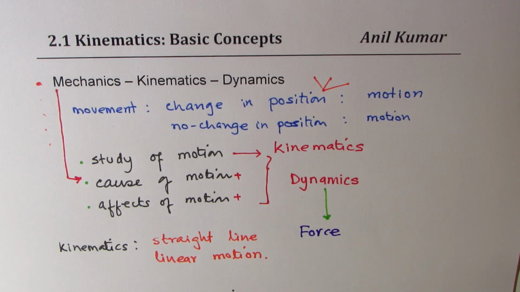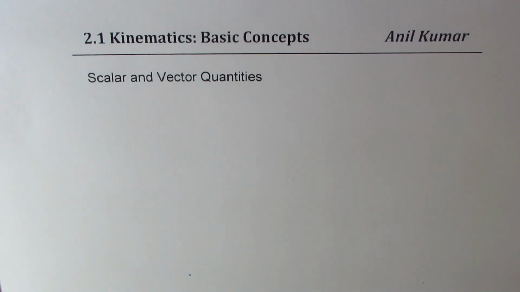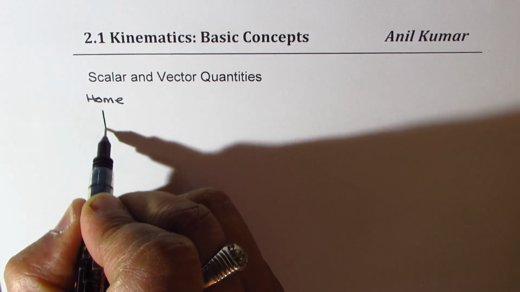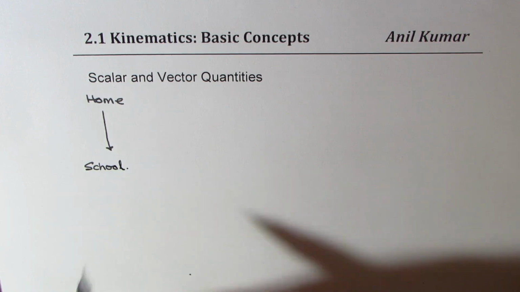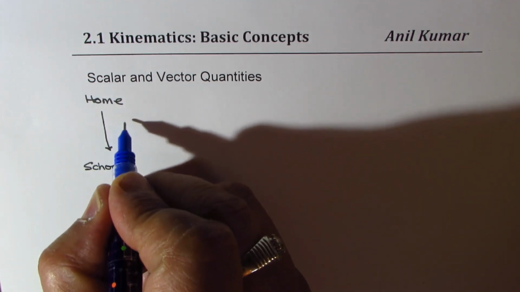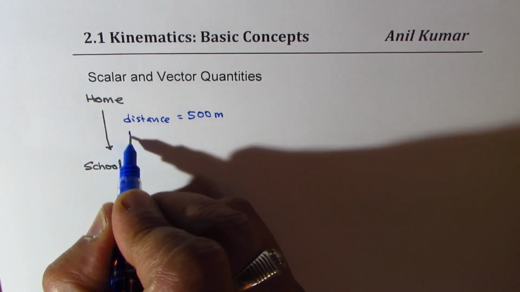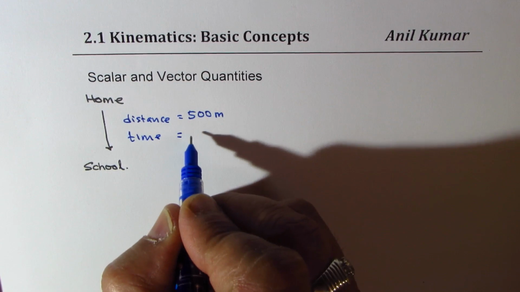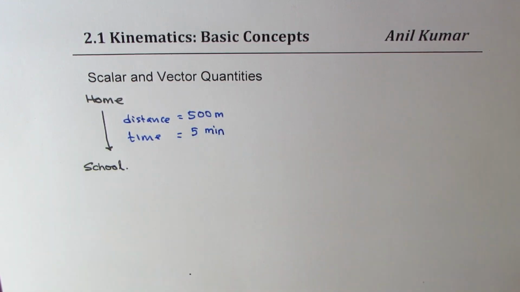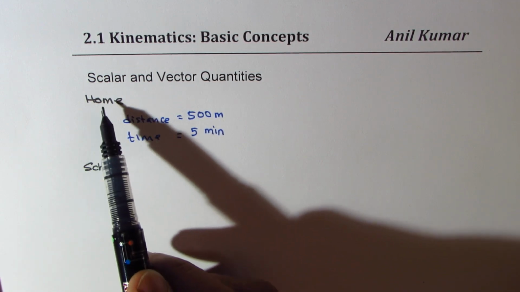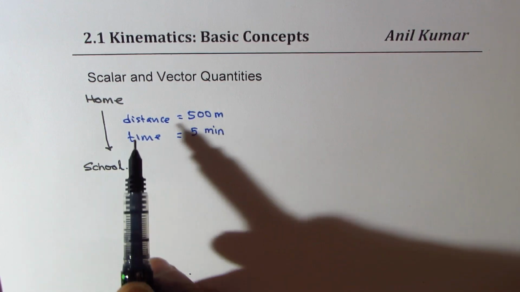So let's move forward and understand a few more concepts. Now, let me take an example of motion. Let us say we go from home to school. And let us say that this distance is 500 meters. And the time taken to travel this distance is, let's say, 5 minutes. Now, that is a motion which can be described with the help of kinematics. One way to describe this is that the position changes from home to school, which are 500 meters apart. So that is the distance between them.